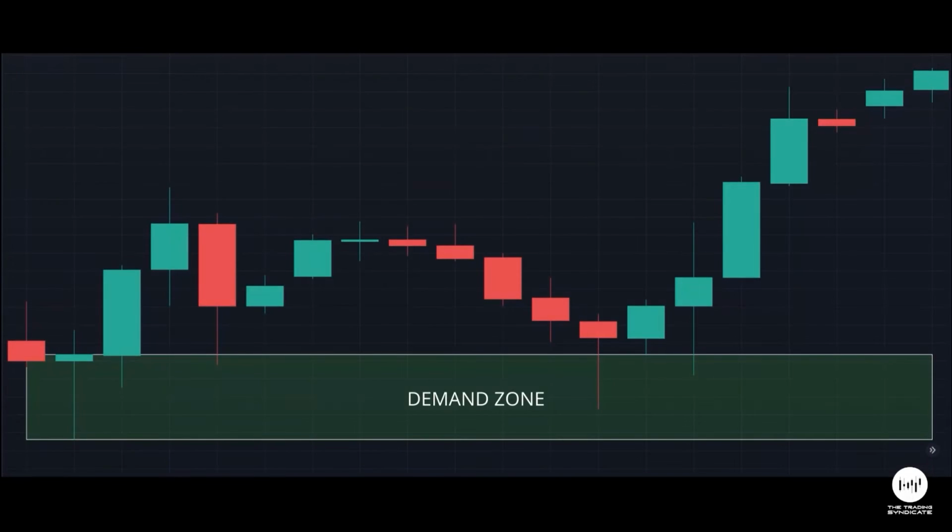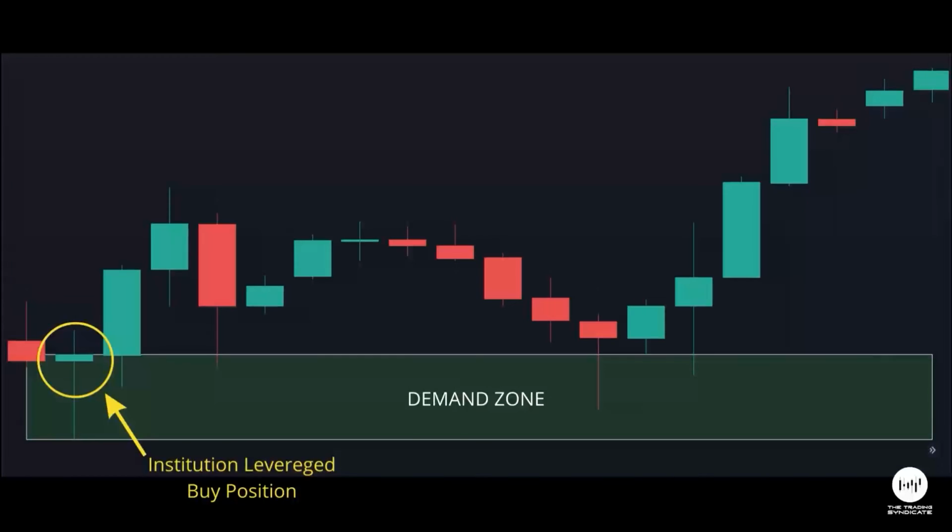Now taking a look at this demand zone on this chart here, on this green candlestick, an institution put in a leveraged position where they set many limit orders to buy the stock at this price. Once again, the initial orders that were immediately filled shot the price of the stock back upward since there was an imbalance between supply and demand. This time, there were more buyers than sellers at this level.